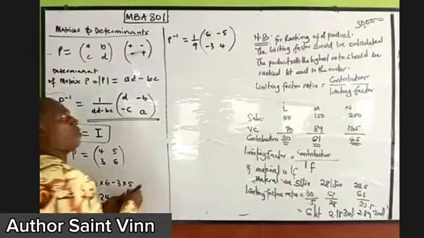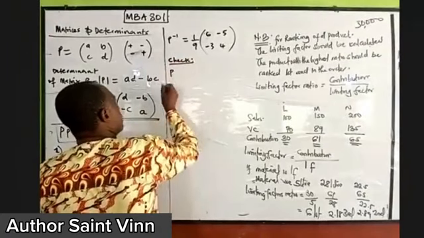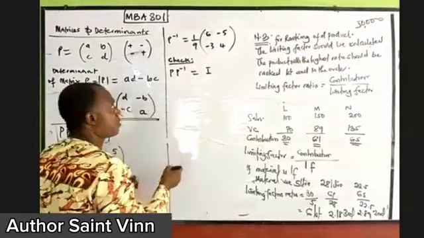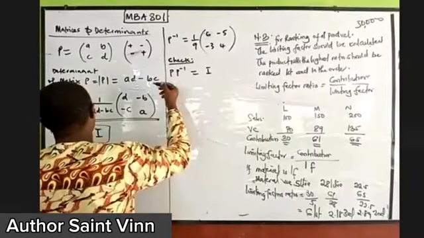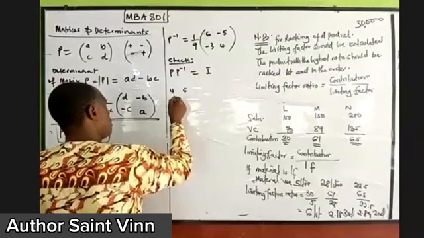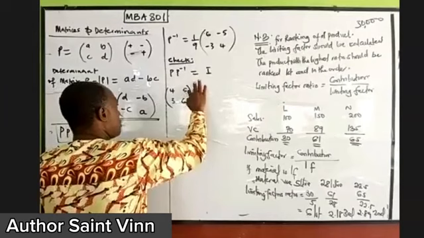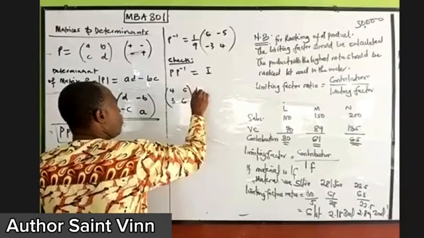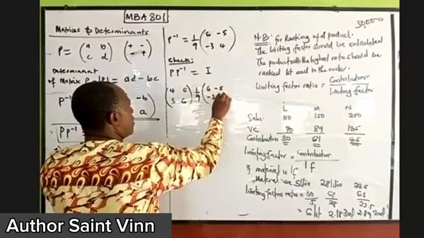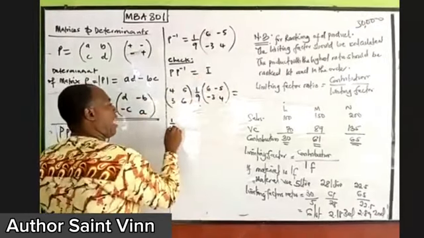Now, to check whether we are right or wrong. Check. Matrix P times this must give us I. It must. 4, 5, 3, 6 times 1 over 9, 6, minus 5, minus 3, 4. We say it must give us what? So we bring 1 over 9 out.